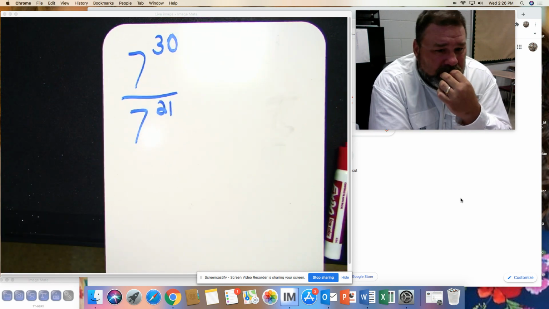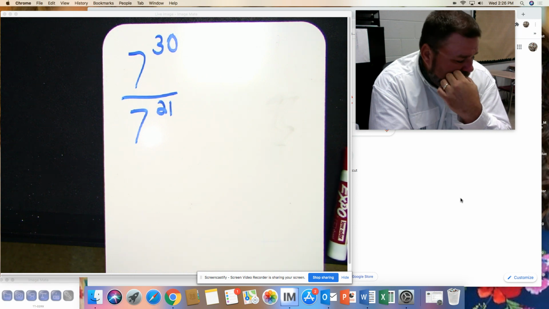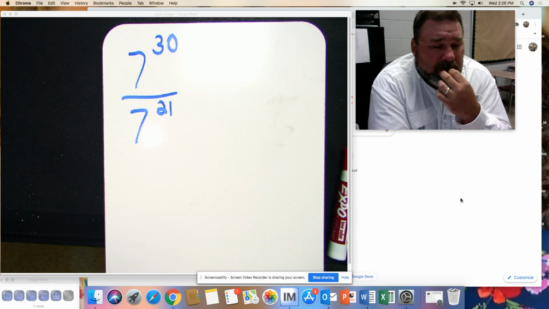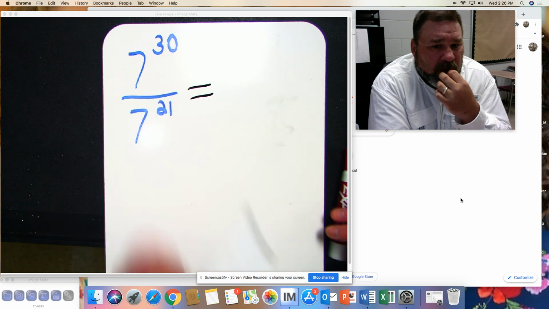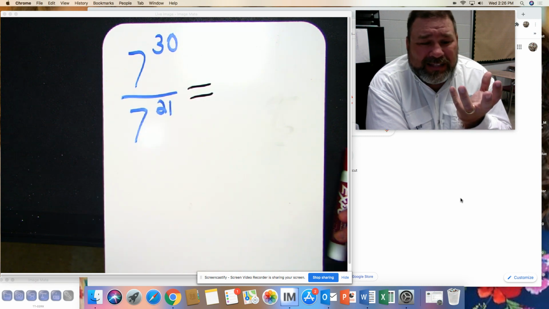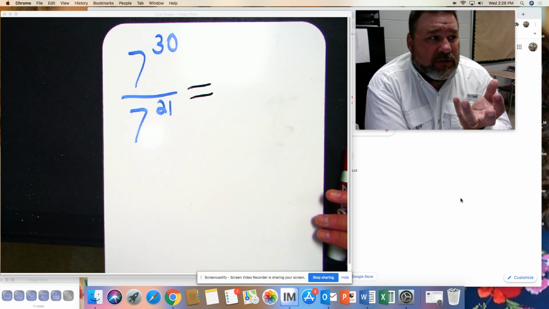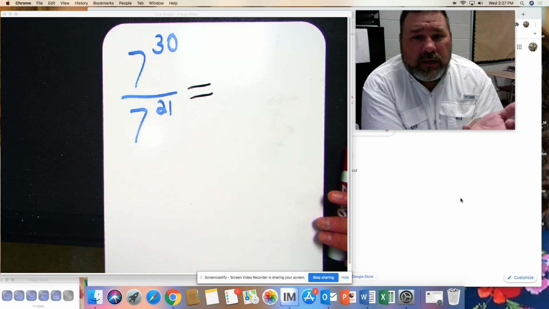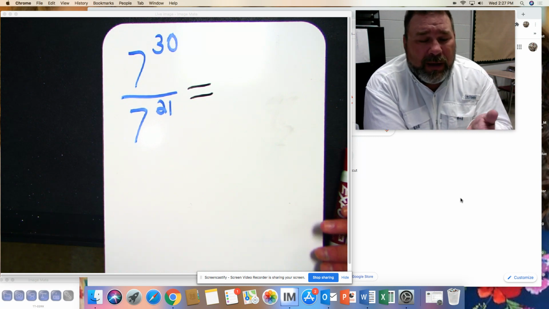Yeah, 7 to the 30th divided by 7 to the 21st power. Right. So what's going to be my answer? Well, the first thing I see is they have common bases, right? Mm-hmm. So the shortcut doesn't work if you do not have common bases.